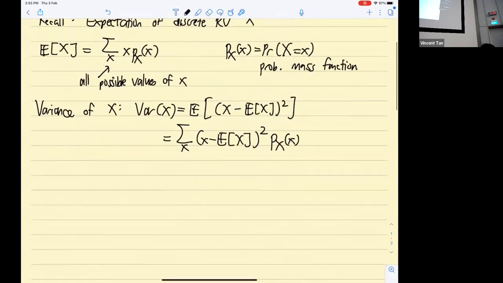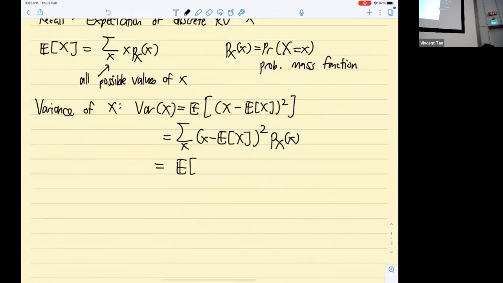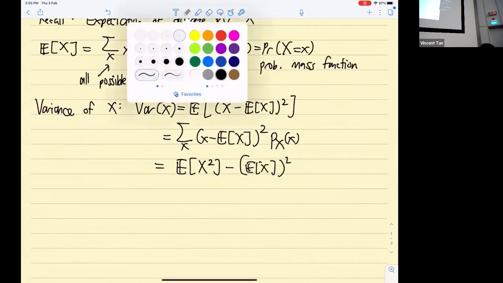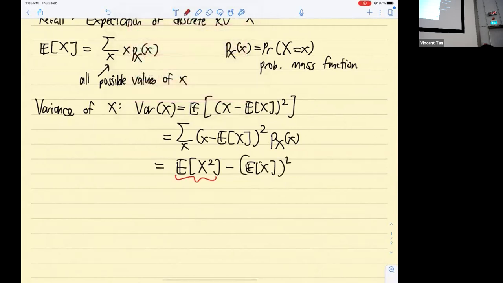And last time, we verified through a simple proof that the variance is the expectation value of X squared minus the expectation value of X, the whole thing squared. The expectation of X squared is called the second moment. The mean, or the expectation, is also called the first moment. So the variance is actually the second moment minus the first moment squared, all right?